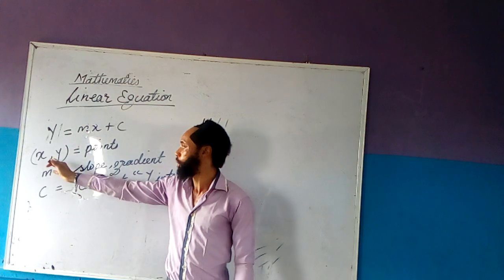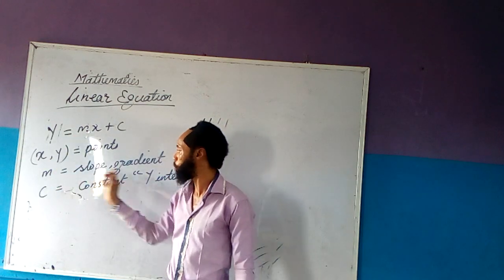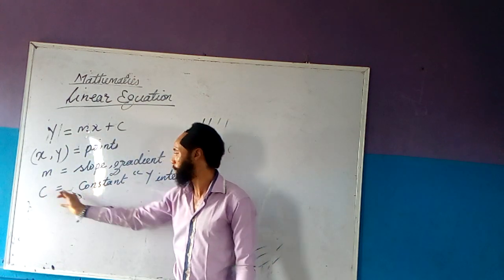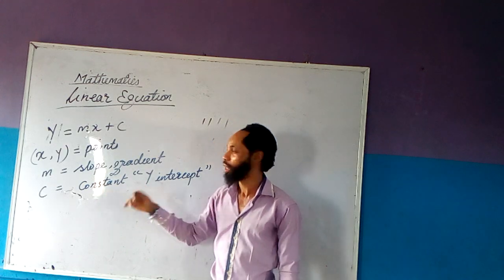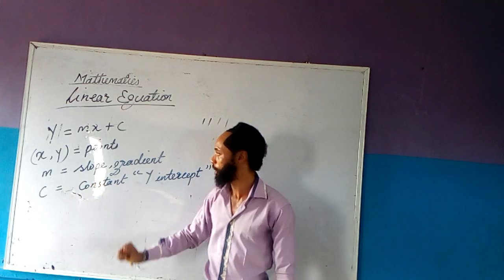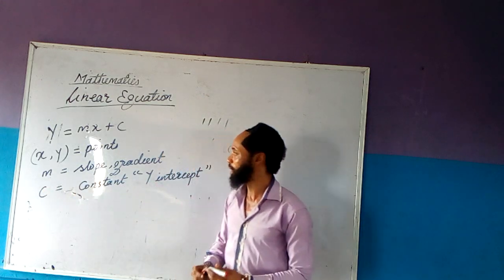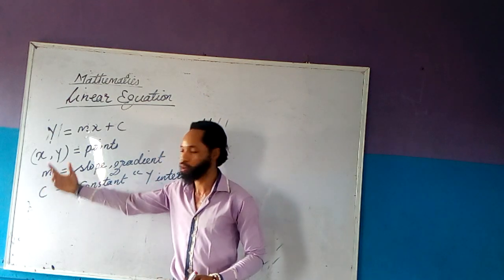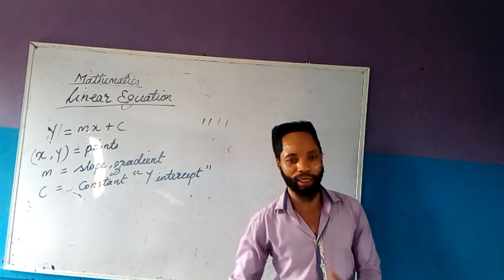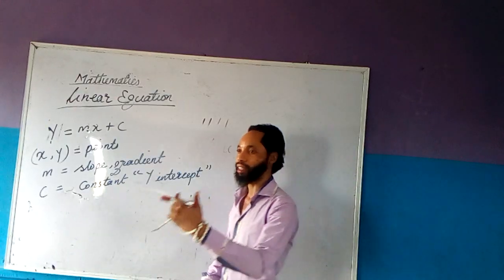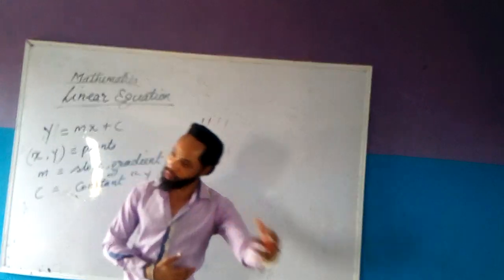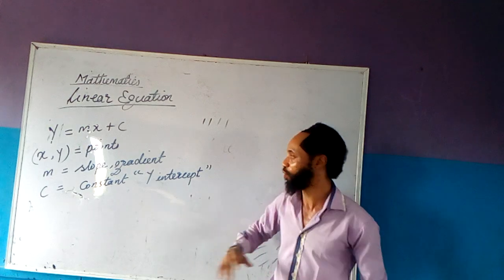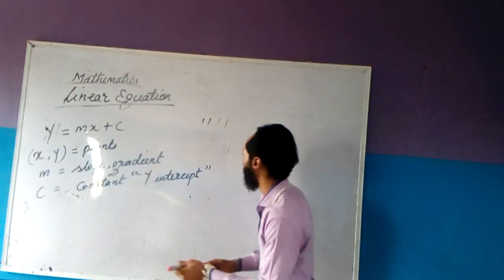X and y are the points. M is the slope. And c is the constant, the y-intercept. And we take them one after the other. So let's officially start from the slope because we know our points. Points are just numbers. We can give you 3, 2 or the coordinates 5, 6. So these are numbers. Let's discuss our slope.